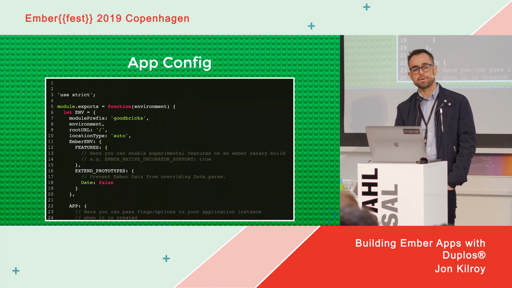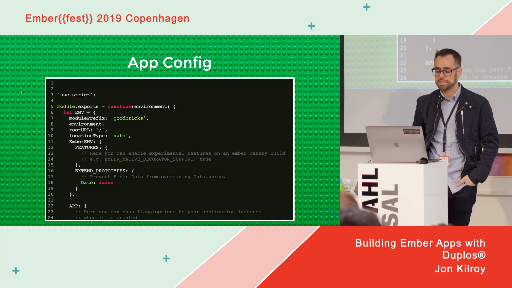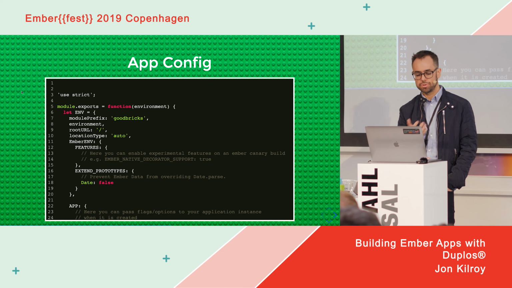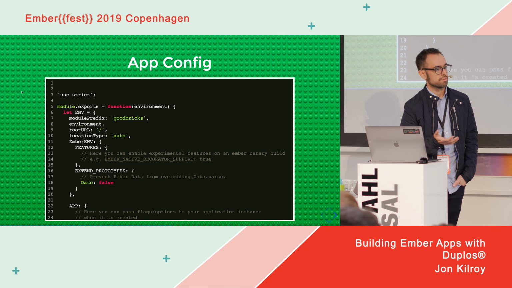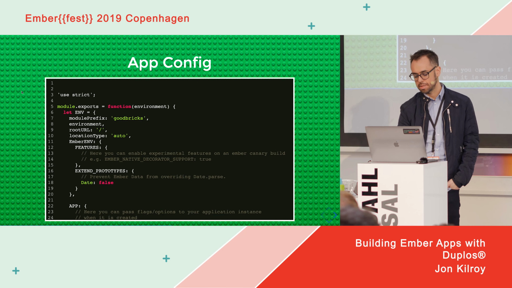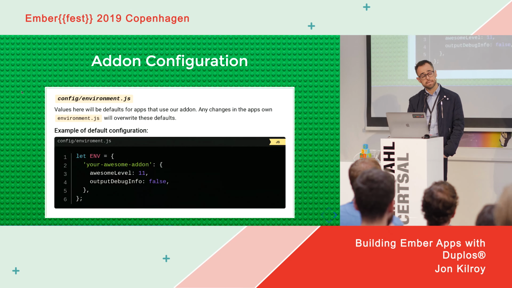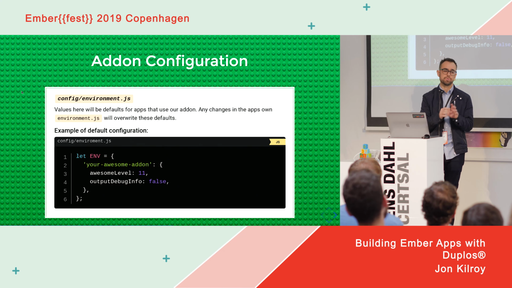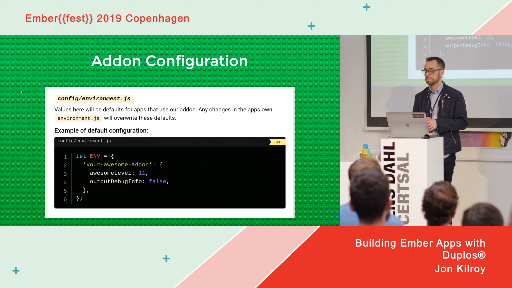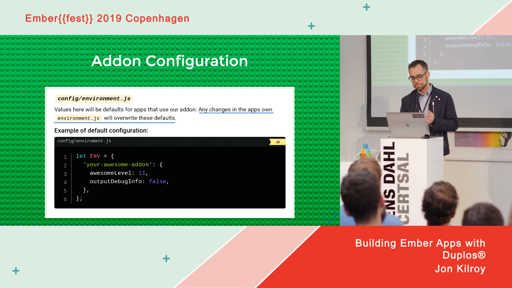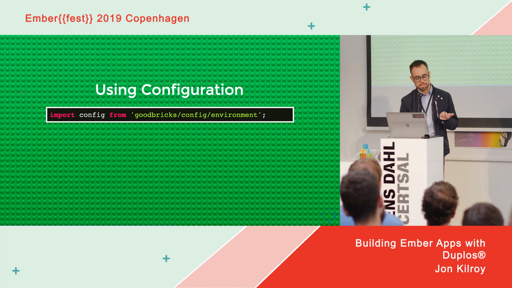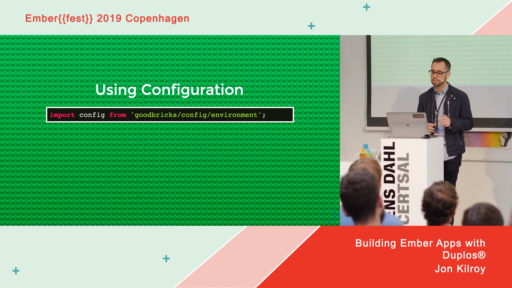So the great thing about Ember, it has a configuration story here. You can add configuration through the environment.js file. And add-ons actually have their own configuration file as well. And this is where you can put defaults that your host app can override. So if you've ever used this configuration object, you know that you can statically import it. It's usually under the namespace of your app.